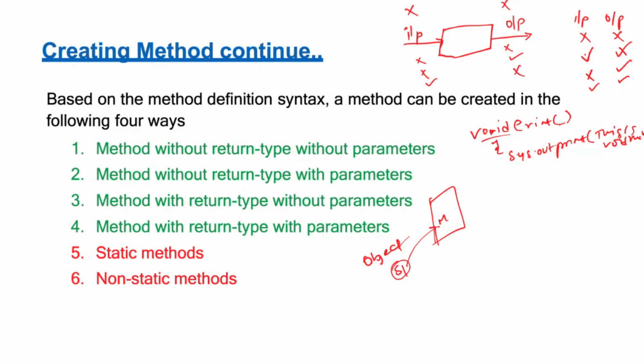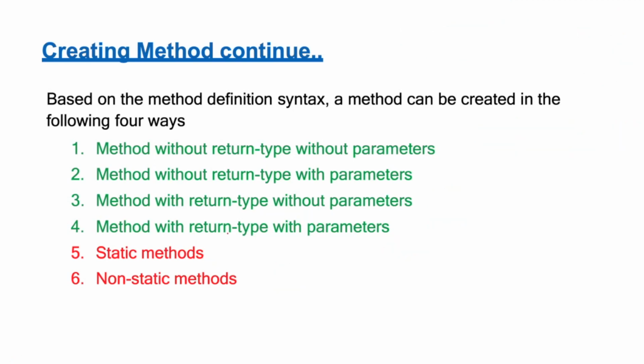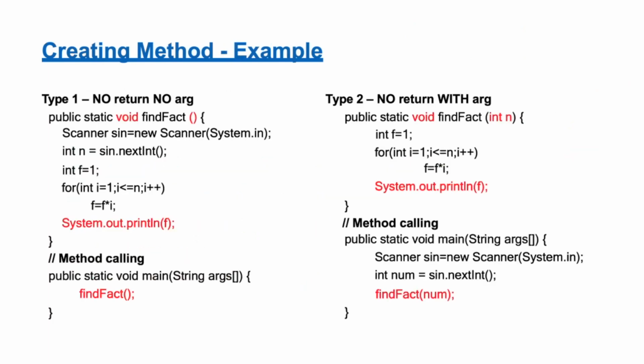Now, if I want to access a particular method and I don't want to create an instance, in that case we can go for a static method. Static methods don't need any particular object to be created. Directly, whenever the program is executed, these static methods will be executed. We also have non-static methods. So these are the different types of methods that are available. Now here you can see the basic examples for this.